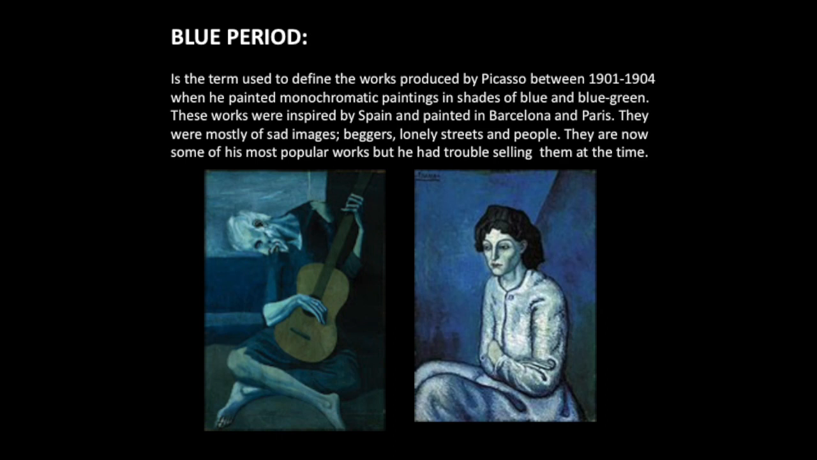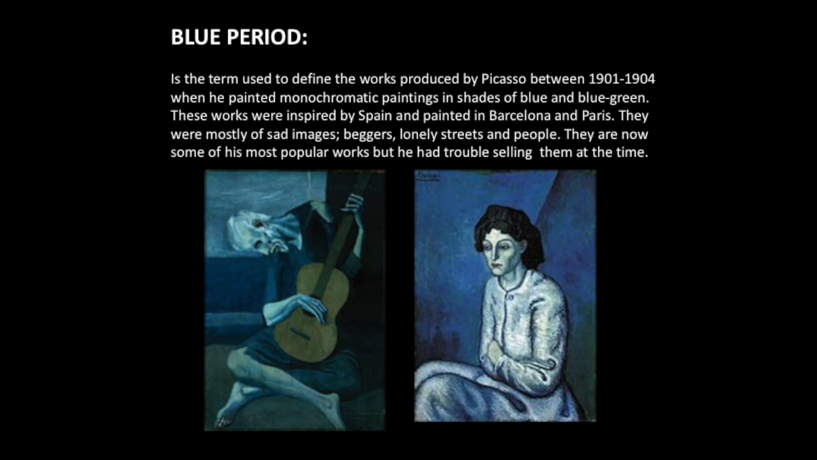So I'd like to talk to you guys a little bit about these different colored periods that Picasso would have. Picasso would go through different types of periods using a monochromatic color scheme. Monochromatic means he uses one single color as the main color in those paintings. So during this time, the Blue Period is the term used to define the works produced by Picasso between 1901 and 1904, when he painted monochromatic paintings in shades of blue and blue-green.